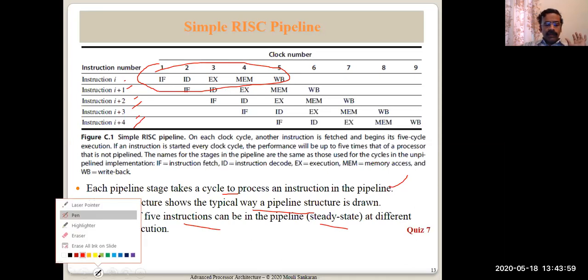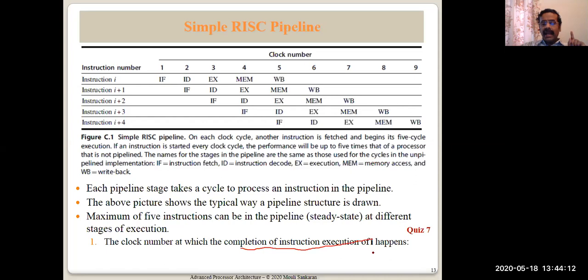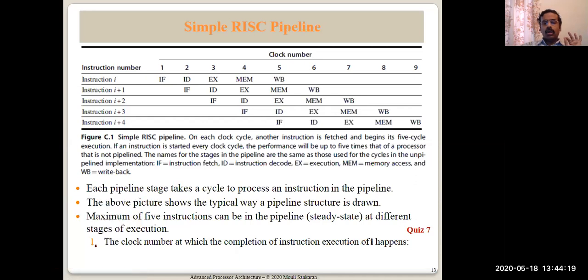Now, one more quick quiz. I'm not going to poll now. You just answer, keep it in mind, write it on paper. The clock number at which the completion of instruction execution of I happens. When is the instruction I getting completed? Which clock number? Okay. I hope you have the answer now on your paper.